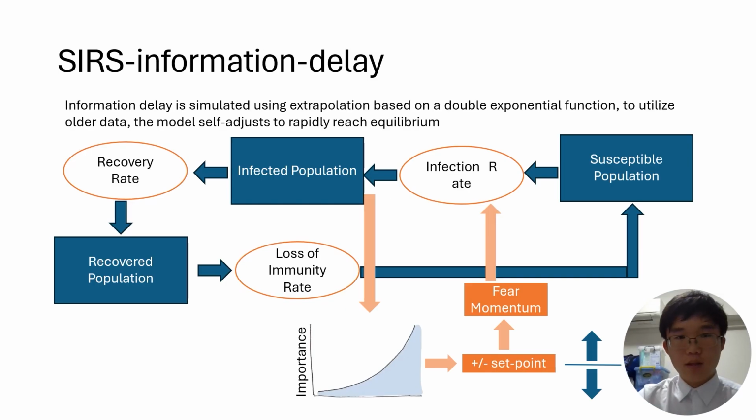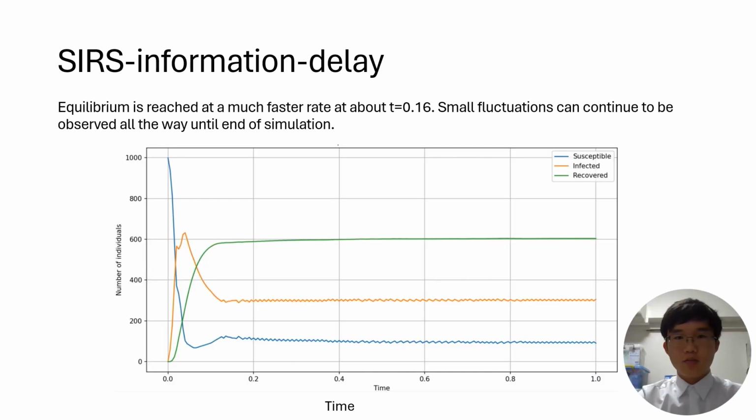Finally, I'll talk about our SIRS information delay model, as it incorporates a delay in response to infection rates and uses a function to assign increasing weights to more recent data. The model self-adjusts to rapidly reach equilibrium, as demonstrated in the below graph, with equilibrium reached at around T0.1.